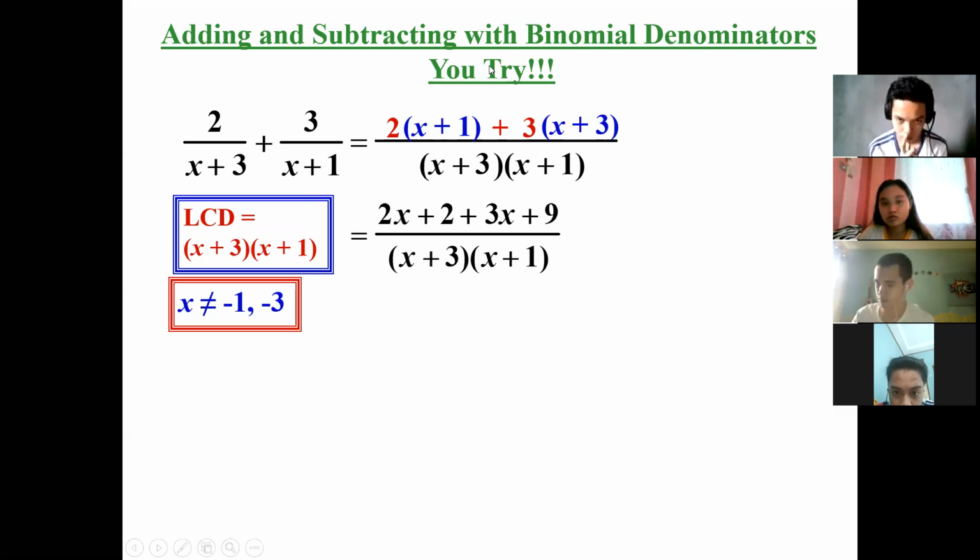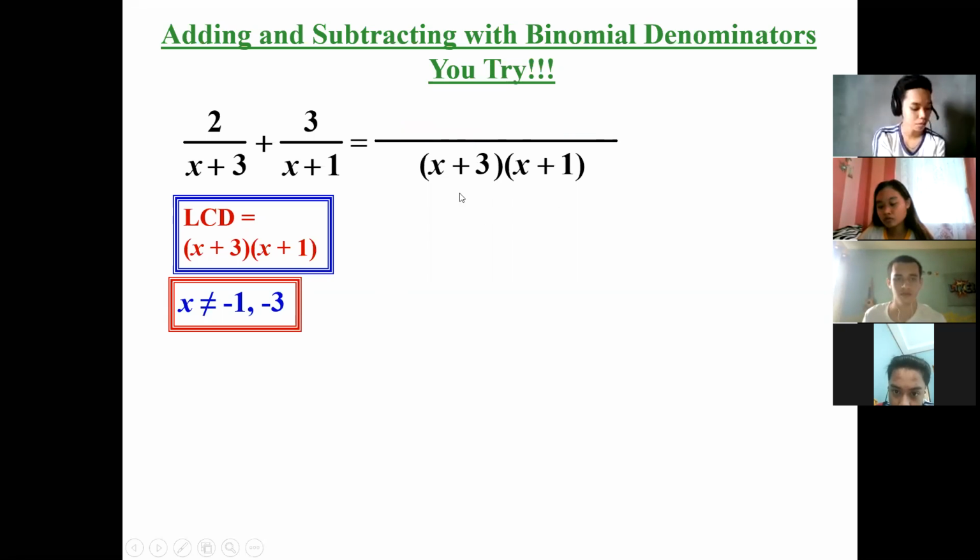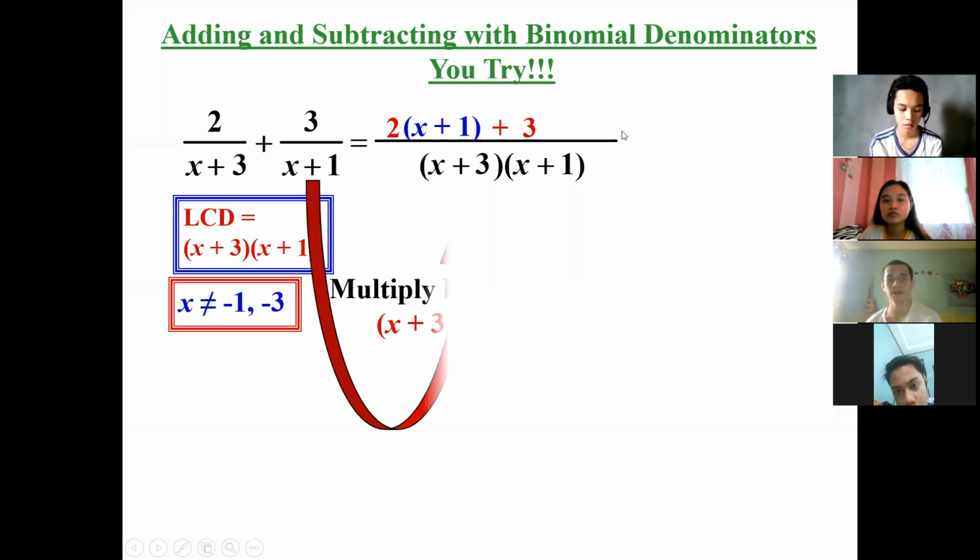Or we can also follow the same solution as before, where this is the denominator. We can also do the other solution we had in the simple fraction. x plus 3 times x plus 1 divided by x plus 3 is x plus 1 times 2, so you'll get 2 times x plus 1. Okay? And then this expression divided by x plus 1 is x plus 3 times 3, so you'll have this one, 3 times x plus 3.